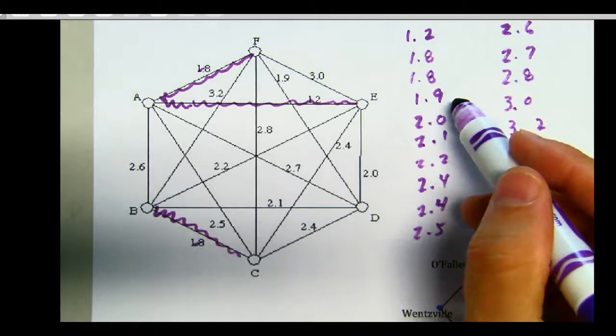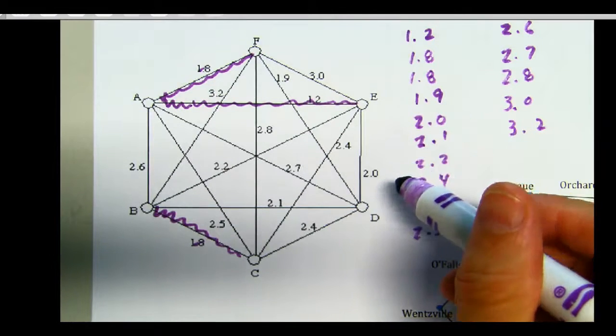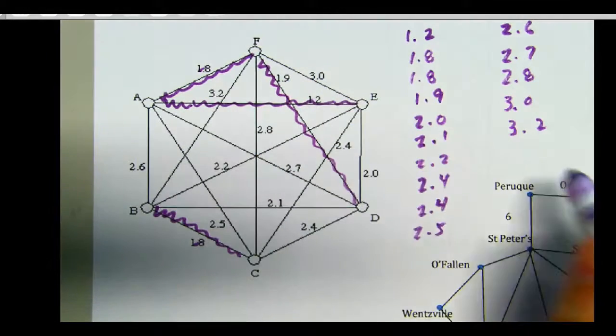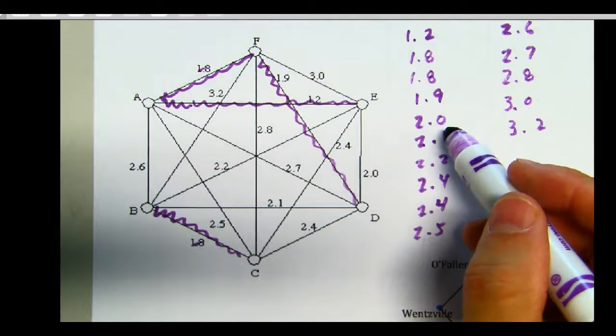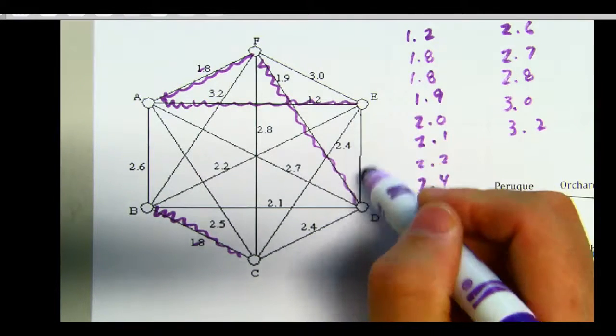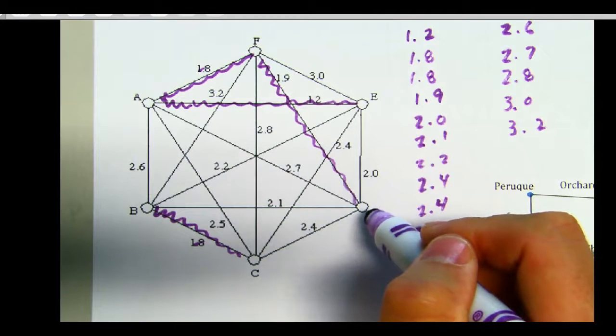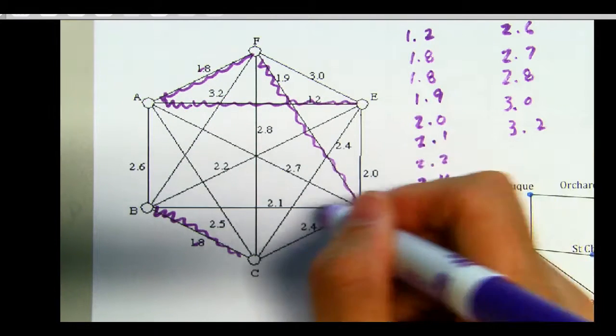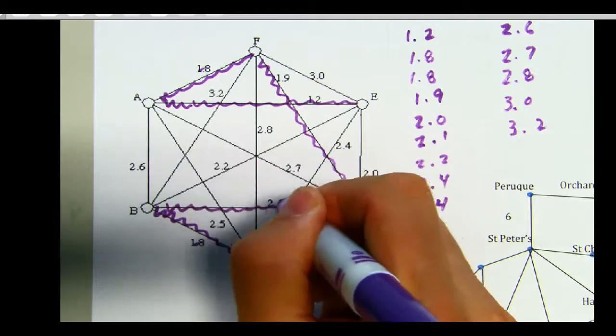Then I got a 1.9. So if I go to a 1.9, that'll be there. Then a 2.0. The hardest thing is finding these. Now if I look here, now I'm going to make a circuit with this 2.0. So I'm going to have to skip over the 2.0 and move on to the 2.1. So if I look at the 2.1, that does not make a circuit.